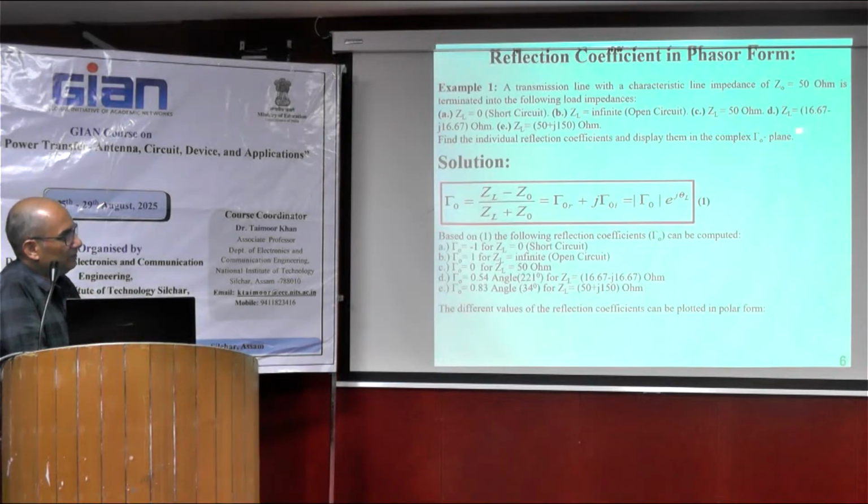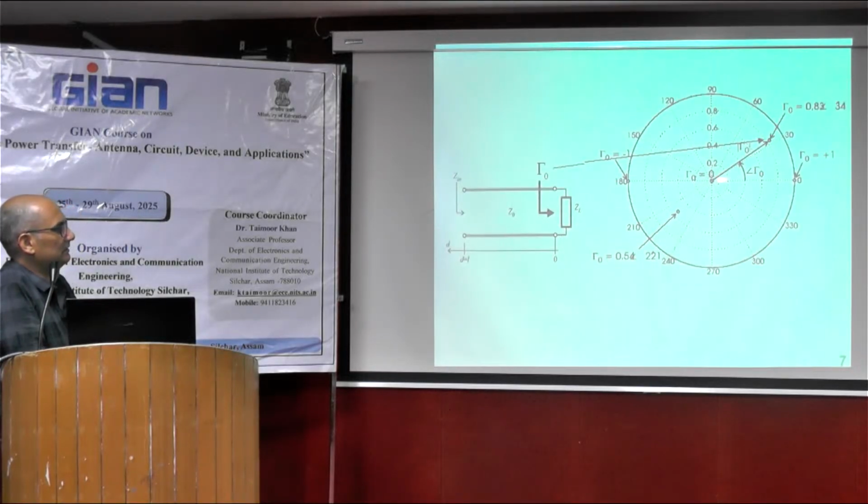Gamma naught, because here two complex quantities are there, that's why two complex values of reflection coefficient are coming. Gamma naught equal to 0.54 angle 221 degree for this one, and the other for two. Then how these values are plotted in the polar form, that is this way.